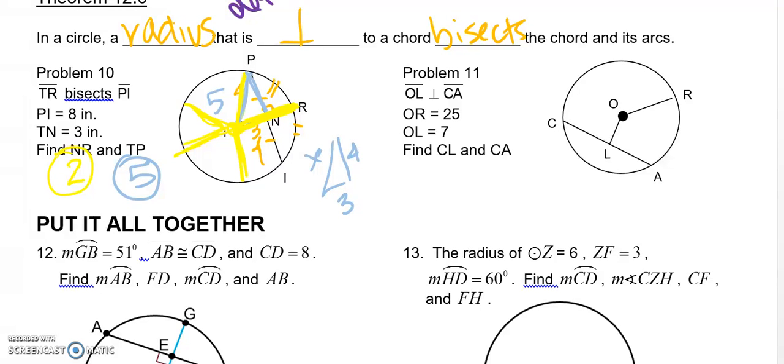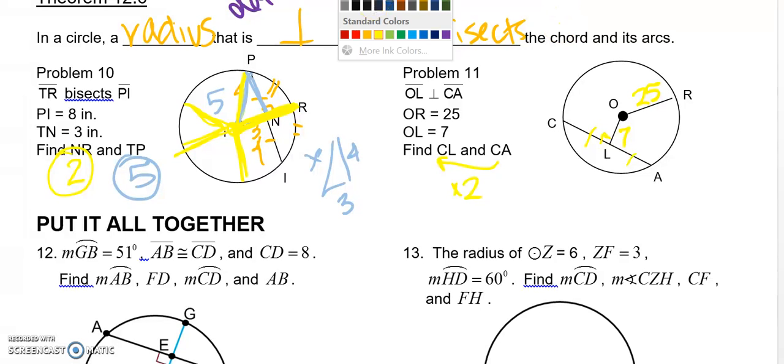And then finally, problem 11, OR is 25, OL is 7, and we're trying to find CL and then CA. So we need to know that that's double because these are going to be the same because those are perpendicular, and that's the whole purpose of our theorem.